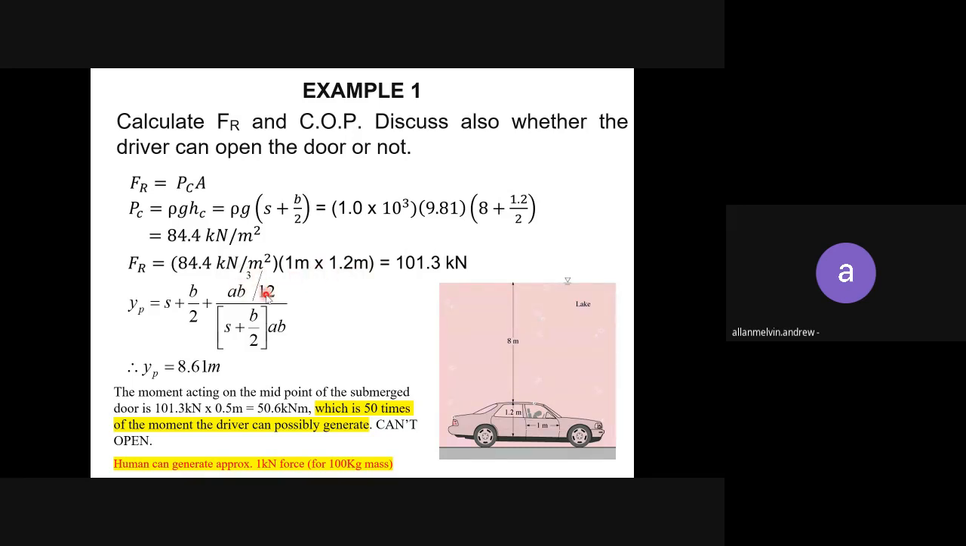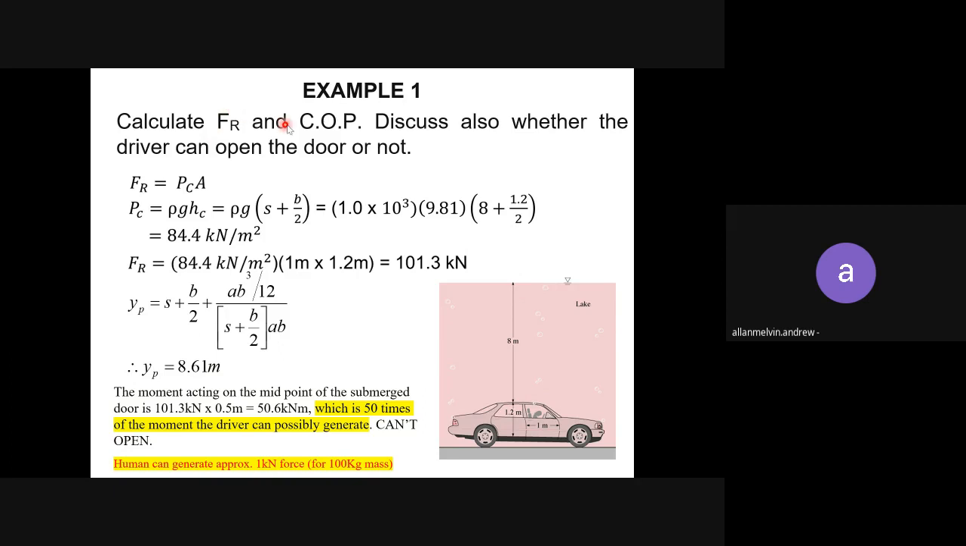Okay, cube over 12. So this is the same value as this CAB. By solving this, you get 8.61 meter. So meaning from the surface to the center of the door, it is 8.61 meter. So it's logical. Until the roof is 8 meter, so this is an additional 0.61 meter to the door. So that is your center of pressure.